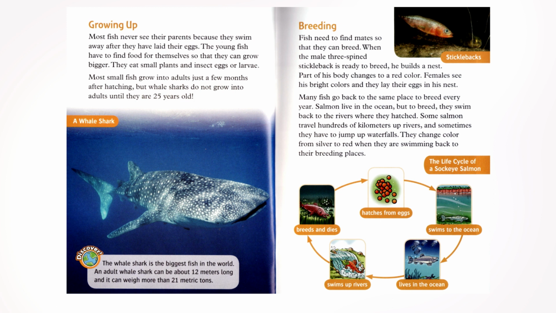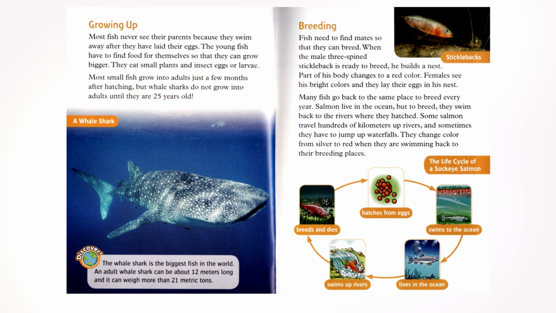Breeding. Fish need to find mates so that they can breed. When the male 3-spined stickleback is ready to breed, he builds a nest. Part of his body changes to a red color. Females see his bright colors and they lay their eggs in his nest.